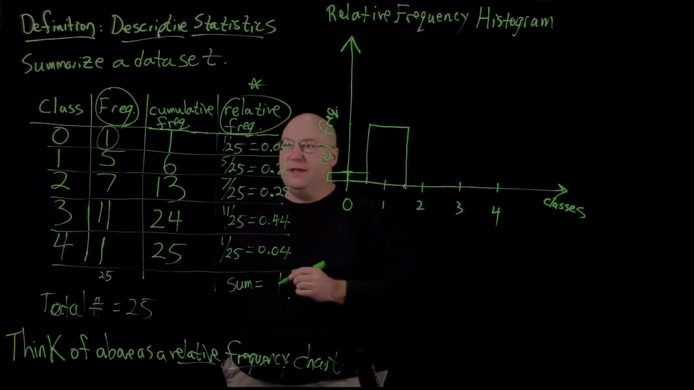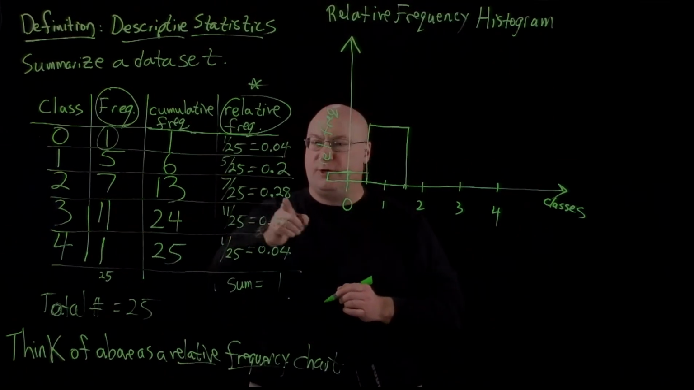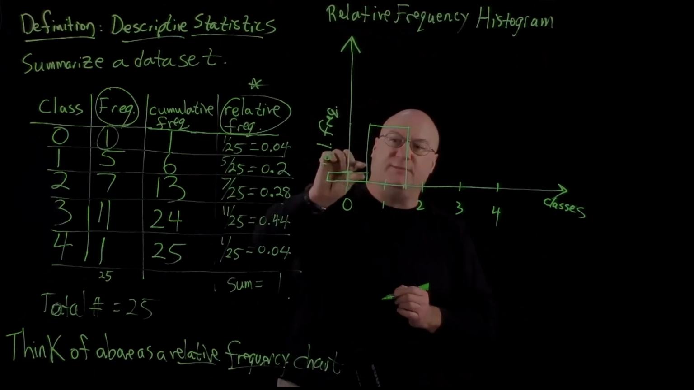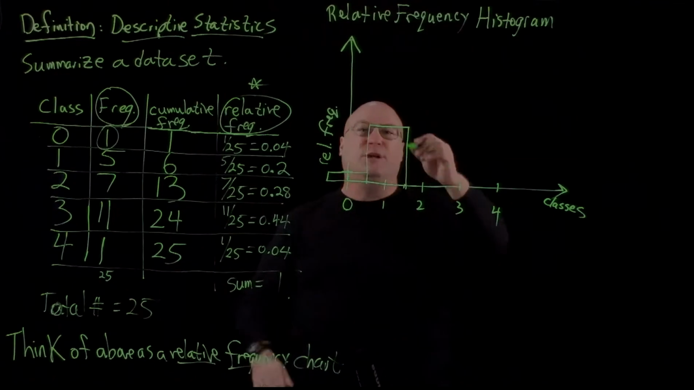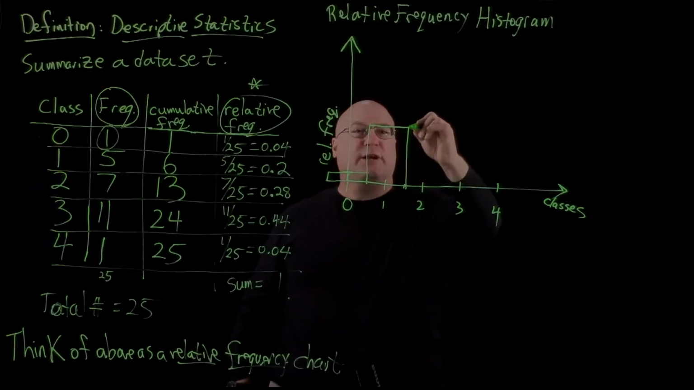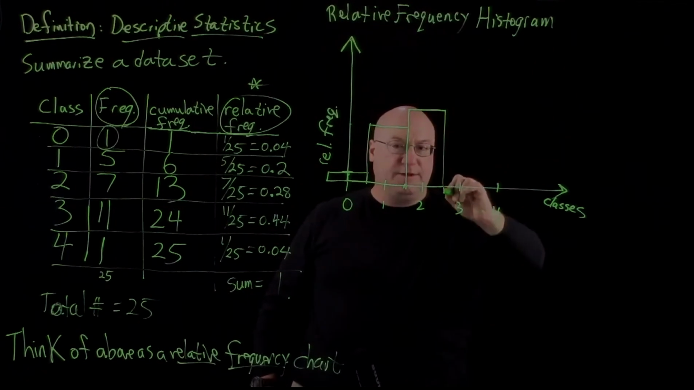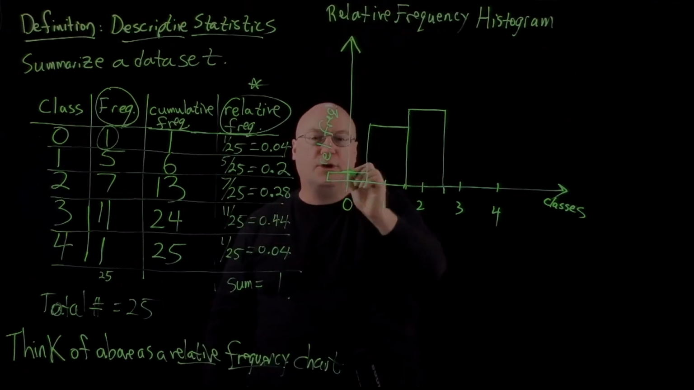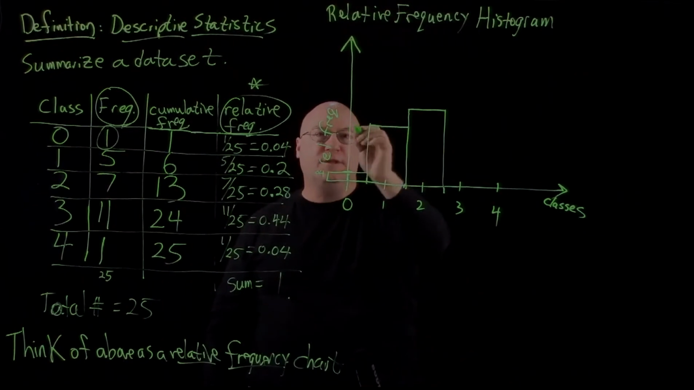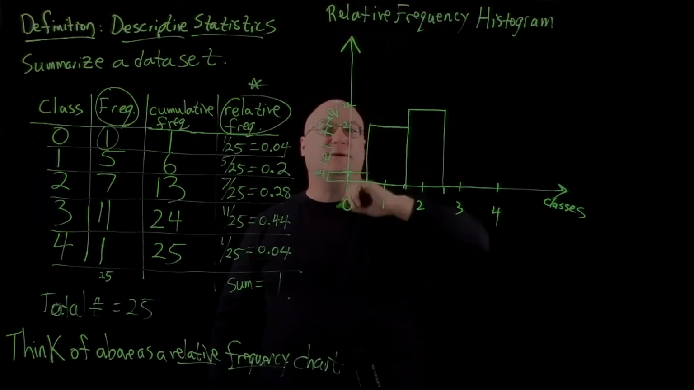Then for number 2, I have to go up to 0.28, which is 7 times that. Is this about right? 1, 2, 3, 4, 5. It's probably a little bit tall, but I'm not going to worry about it too much. So I go up about 2 more of these, over to there and down. And I should be labeling these. So this is 0.04, this is 0.2, and this one here is 0.28.